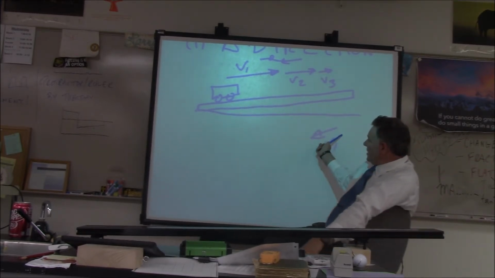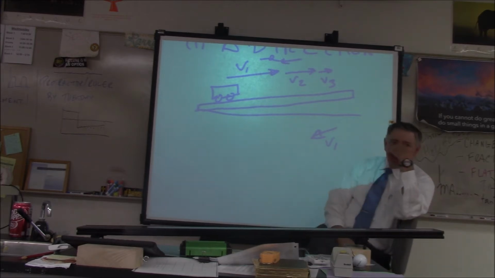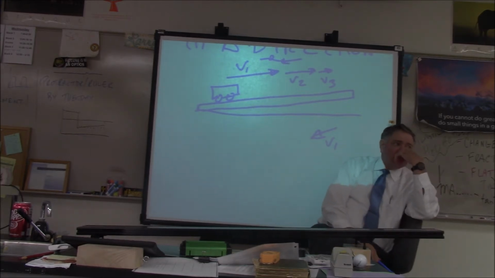Why isn't acceleration positive going down the hill? Because, Abby, what's the sign of my velocity going down the hill? Negative. Are you speeding up? Yes. What do you know about velocity and acceleration? They have to be the same sign to speed up.